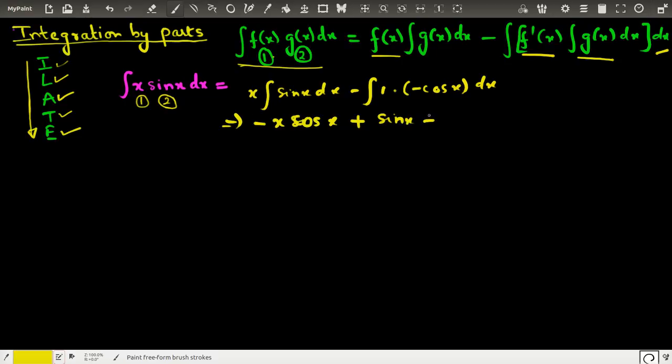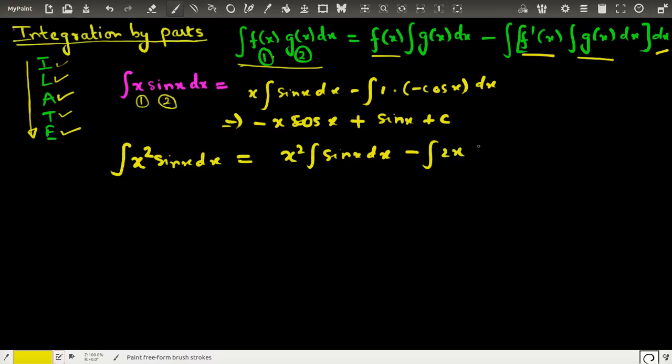Now what happens if you have a slightly higher power function in algebraic? For example, if I say x square into sin x, in that case you will have to apply integration by parts 2 times, because what you will get is x square into integration of sin x, according to the formula, minus differential of the first function which is 2x and integration of the second function, sin x, which is minus cos x. Now again you can see that the second integration consists of two different types of functions, so you will have to use integration by parts once again.